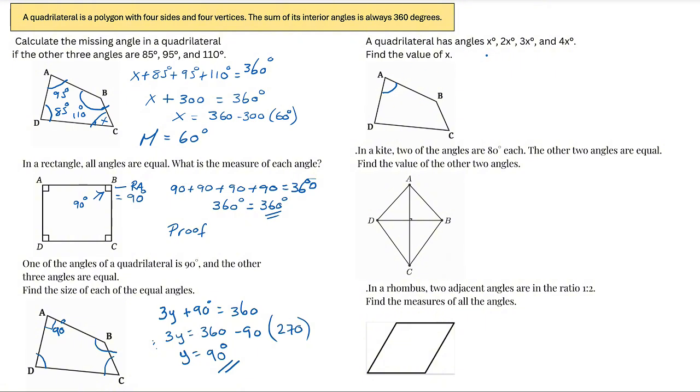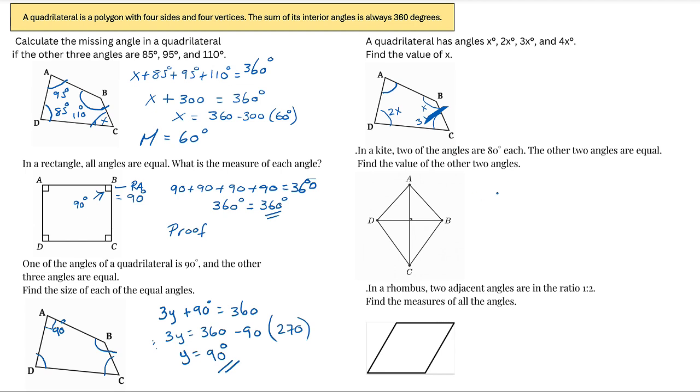Quadrilateral has angles x, 2x, 3x and 4x. Find the value of x. So these are getting a bit harder now, but we're still using the same concept. So we've got an x, we've got 2x, and we've got a 3x.